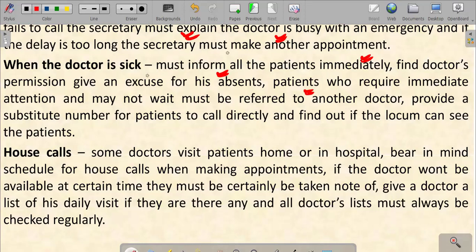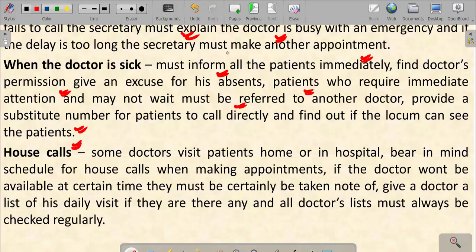You understand? There are situations and times where patients cannot go home or cannot be postponed. There must be a means of getting another doctor who can actually help that patient. But anyway, it is a condition and communication which is sought from the doctor by the secretary. Provide a substitute number for the patient to call directly and find out if the locum can see the patient. You understand? So let's talk about house calls.